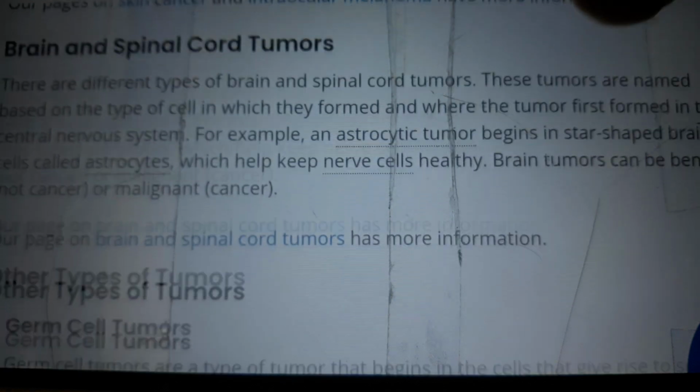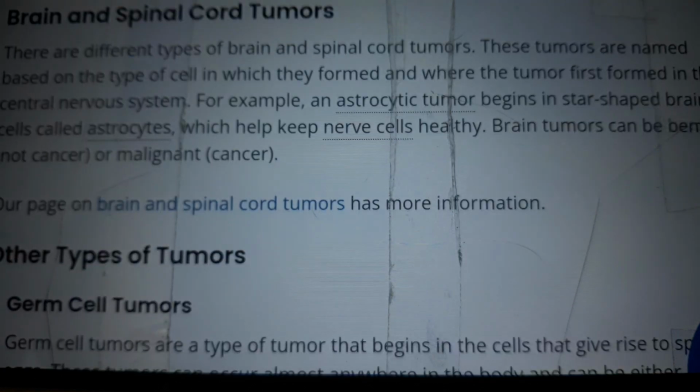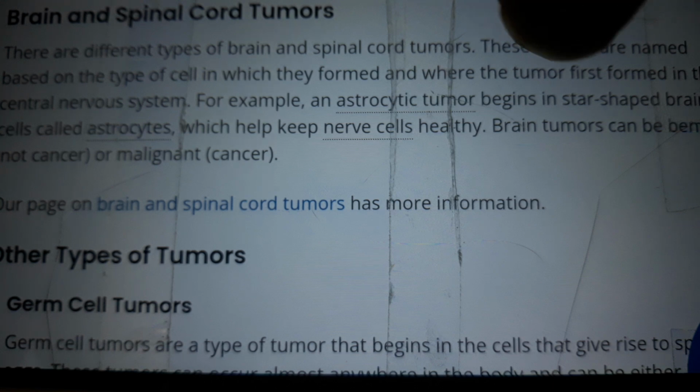The next would be brain and spinal cord tumors. There are different types of brain and spinal cord tumors. These tumors are named based on the type of cell they formed in and where the tumor first formed in the central nervous system. For example, an astrocytic tumor begins in star-shaped brain cells called astrocytes, which help keep nerve cells healthy. Brain tumors can be benign, not cancer, or malignant, cancer.